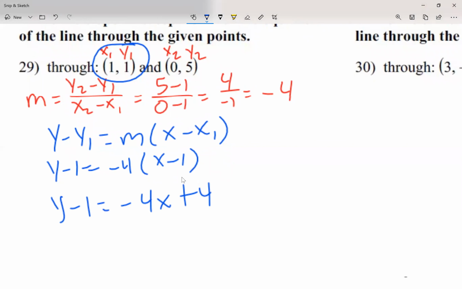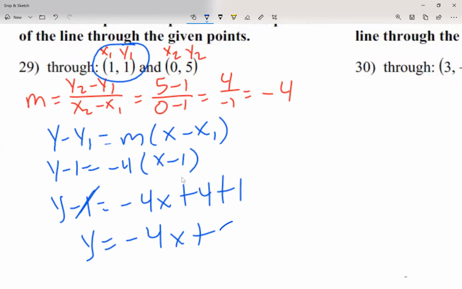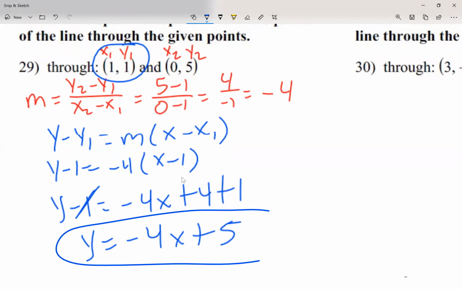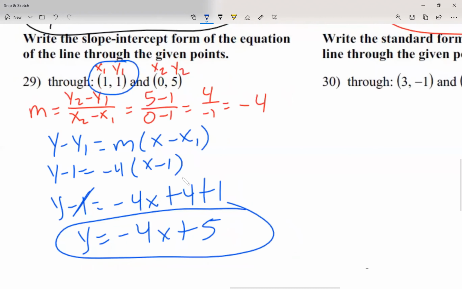And to finish this, because when I'm asking for the slope-intercept form, I want the y by itself. This minus 1, let me move it over as a plus 1. So that gives me y equals negative 4x plus 5. All together, no spaces. And if you have fractions, use the backslash on your keyboard, the bottom right. That's the backslash. That's slope-intercept form.